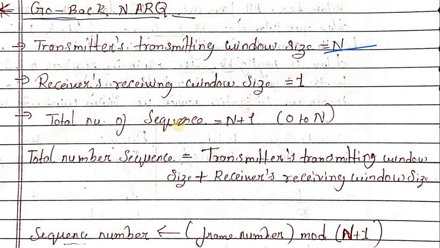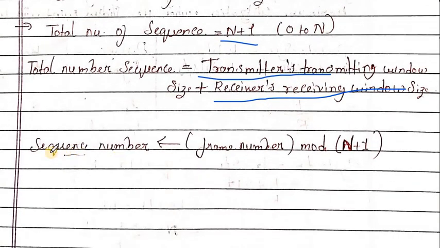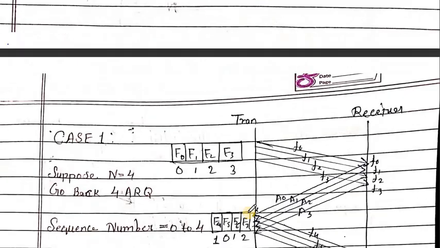The total number of sequence numbers required is N plus 1: the transmitter's sending window size plus the receiver's receiving window size. To represent the sequence, we use the formula: frame number mod (N plus 1), to create the sequence number.